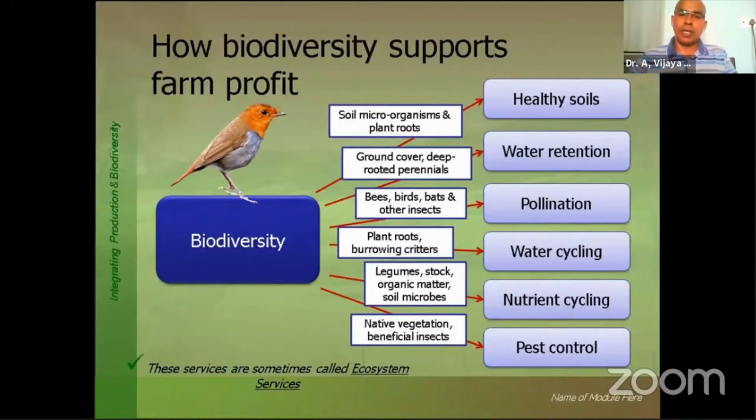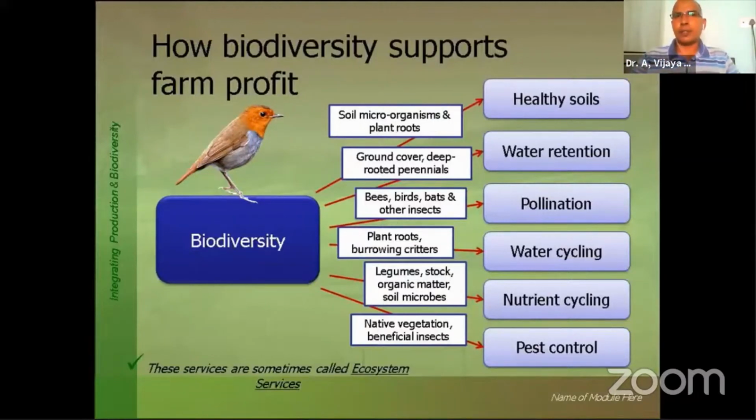And legumes, stock, organic matter, and soil microbes all enrich the soil, and recycling of all the nutrients takes place. And native vegetation and beneficial insects all act as pest control. And here native vegetation is very, very important. And we are losing this native vegetation. There is a lot of threat to the native vegetation from exotic plant species. Already we are seeing many exotic plants have entered India, acclimatized, and dispersed to each and every corner of India.